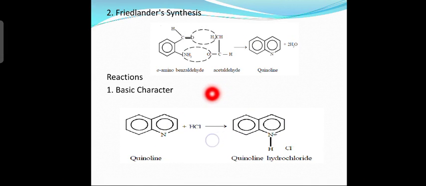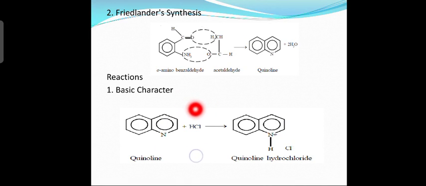Quinoline is a tertiary base. Therefore, it resembles pyridine in its reactions. It is a tertiary base because a nitrogen atom is present over here, that is, the pyridine type of ring contains nitrogen. And therefore, it resembles pyridine in its reactions. So, it forms quinolinium salts with inorganic acids.